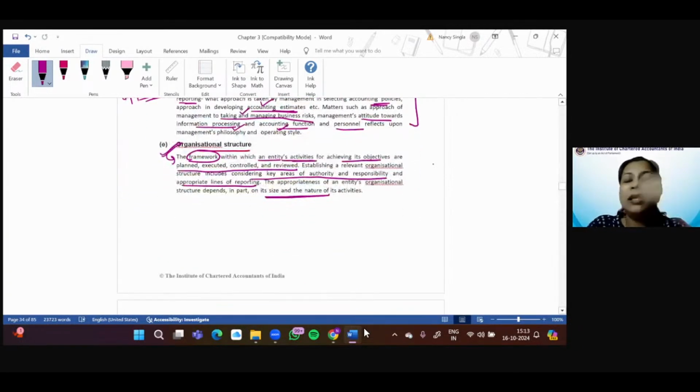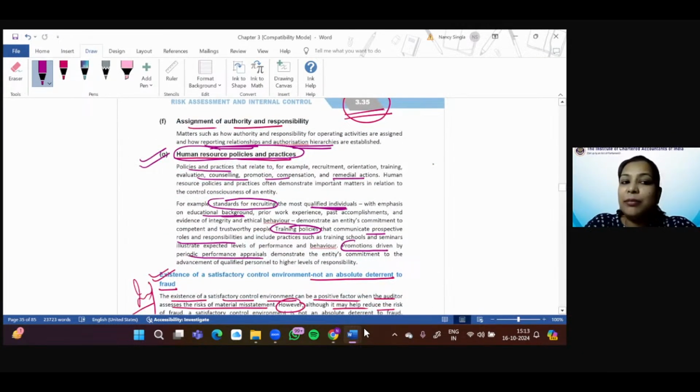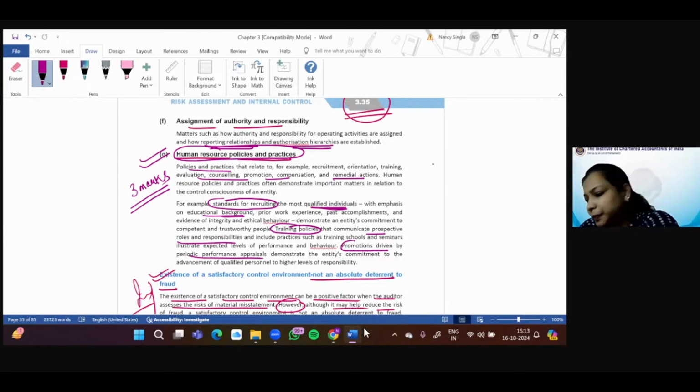Organizational structure. First of all, it explains what organization structure is. It is a framework within which the entity's activities for achieving the objective are planned, executed, controlled, and reviewed. It includes considering key areas of authority, responsibility, and appropriate lines of reporting, and it depends upon the size and nature of the activities. Assignment of authority, responsibility, and last but not the least, human resource policies and practices. So you may get a 3-mark question that one of the important elements of control environment is what? Human resource policies and practices. Explain how. So this is the answer.